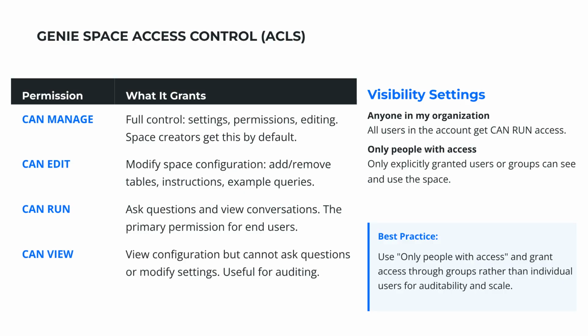Now, when you share the space, you have 2 visibility options. Anyone in my organization: everyone gets can run automatically. Or the much smarter choice, only people with access. And here's the best practice. Always grant through groups, never individual users. It's cleaner, more auditable, and scales like crazy.